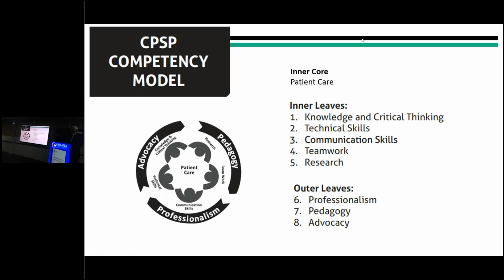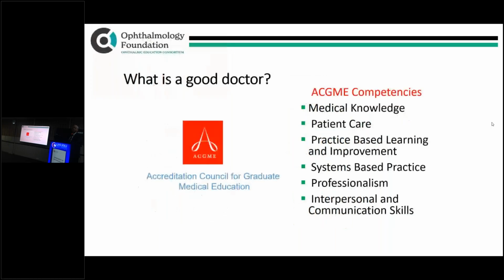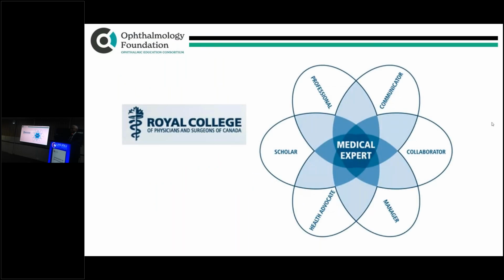So there are different models. The CPSP uses this model, where the main thing they want is good patient care with the competency-based model, and then you've got all the layers that make a comprehensive doctor. Similarly, the Americans have the ACGME model, where everything starts with medical knowledge, and you've got medical expert. This is the CanMEDS model of the Canadian Medical Association.